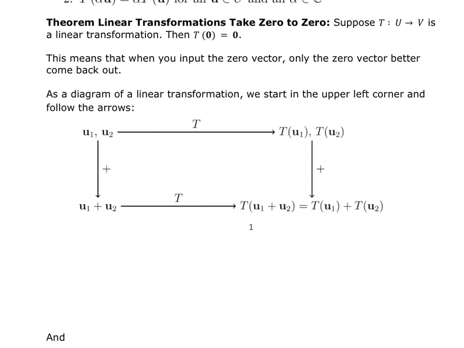So here's some diagrams that we're going to look at. We're going to start with u1 and u2, and then perform some transformation on it. So I have the transformation of u1, u2. Now u1 and u2 are coming from the domain. When I do the transformation, they end up in the codomain. And I can either do the addition before and then do the transformation, or I can do the transformation first individually and then add those two.